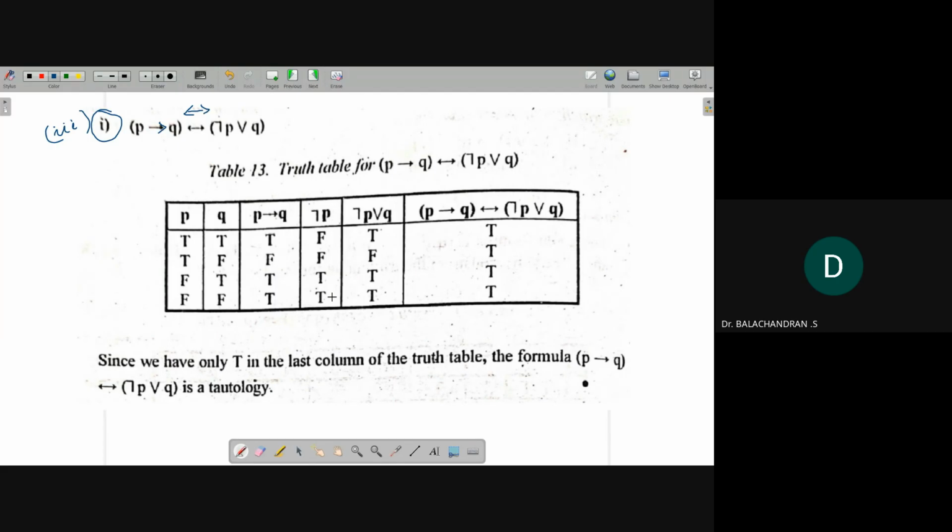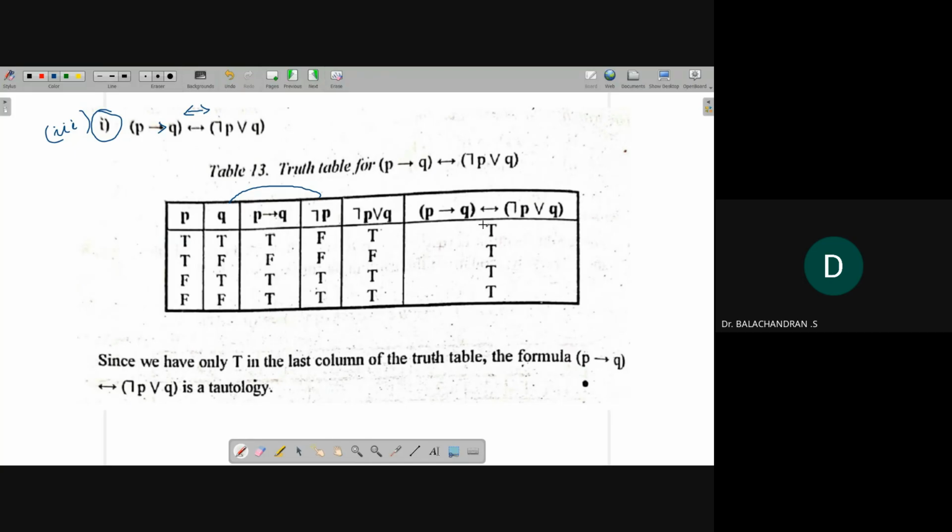Negation P, you know that, and then negation P or Q. So it is an or. It is false only if both of them are false. Remaining all other cases, it is true. So TF gives T, FF gives F, TT gives T, FT gives T.